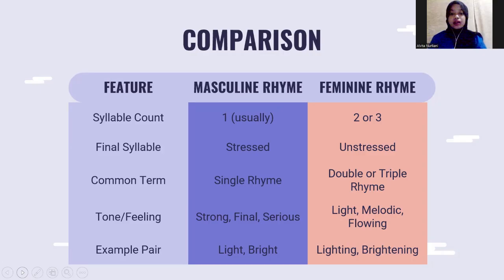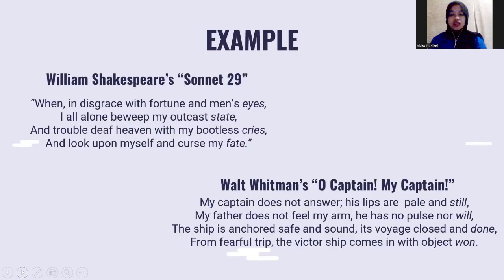For example, a pair in the words light and bright for masculine rhyme, and for feminine rhyme, lighting and brightening. This is the first example of masculine rhyme. It usually appears in poetry. The first one is a poem by William Shakespeare, Sonnet 29. We see at the end of the verse there are the words ice and cries, and then state with fate.